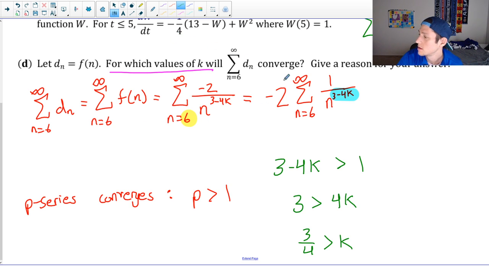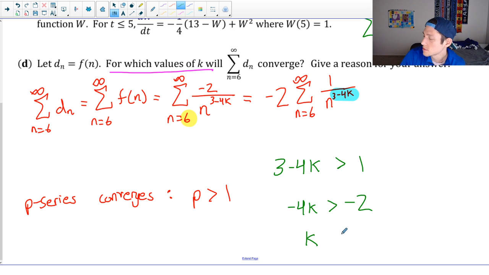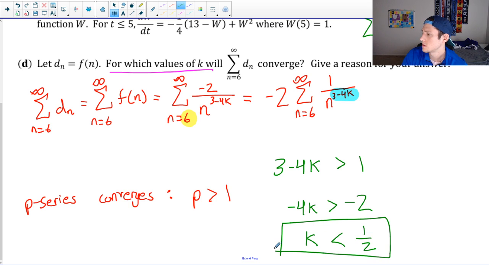Wait a minute. What the heck? Where'd my 1 go? I lost the 1. So I guess actually it'd be easier to just subtract 3. Oops. So we'll say 1 minus 3, so that's -2. Divide both sides by -4. Since we're dividing by a negative, change the direction of the inequality. -2 divided by -4, positive 1/2. So k should be less than 1/2.